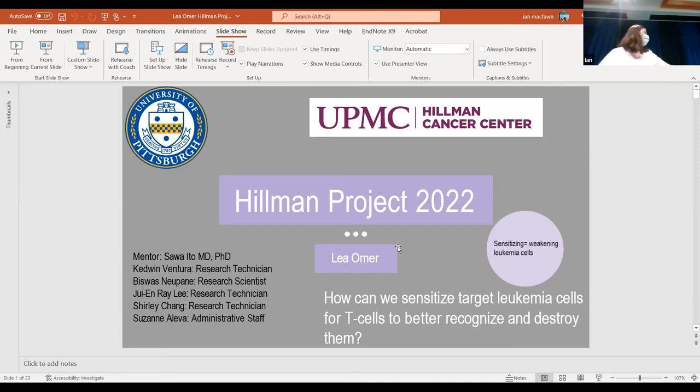Our question is, how can we sensitize target leukemia cells so T cells can better recognize and then later on destroy them?